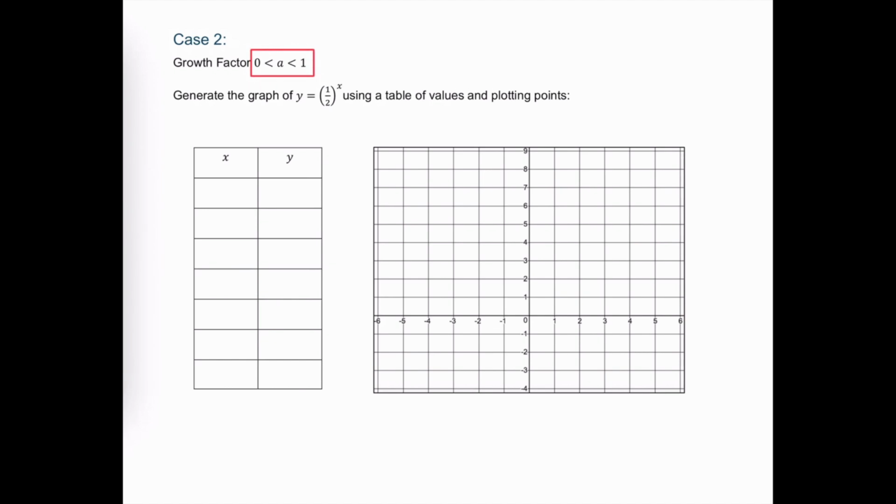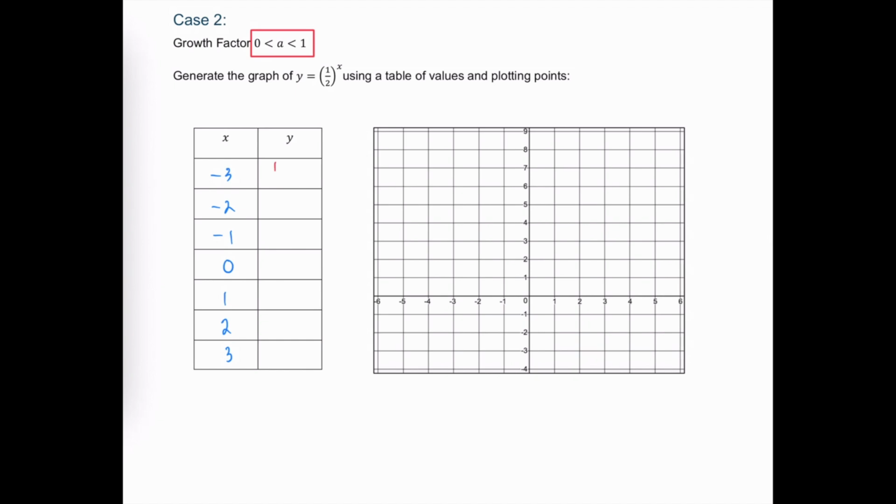Let's take a look at another case now where the growth factor is a fraction greater than but not equal to 0, less than but not equal to 1. Again, we'll focus our attention on the same domain elements. Remember, the domain is all real numbers, so we can plug in anything we want for x. And this time we're taking 1/2 and raising it to the -3 power.